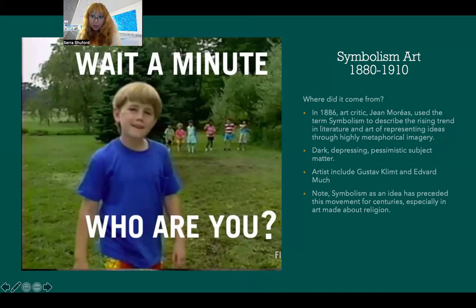Next, we have symbolism art. It goes from the 1880s to the 1910s, and it comes from 1886, when the art critic Jean Moréas used the term symbolism to describe the rising trend in literature and art of representing ideas through highly metaphorical imagery.